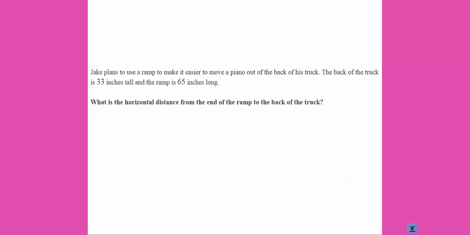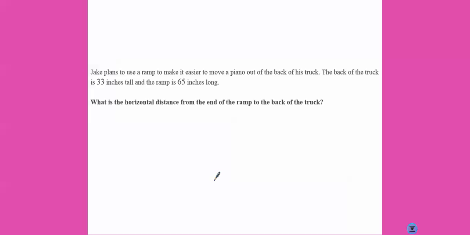Our last example is a word problem. Jake plans to use a ramp to make it easier to move a piano out of the back of his truck. The back of the truck is 33 inches tall and the ramp is 65 inches long. What is the horizontal distance from the end of the ramp to the back of the truck?